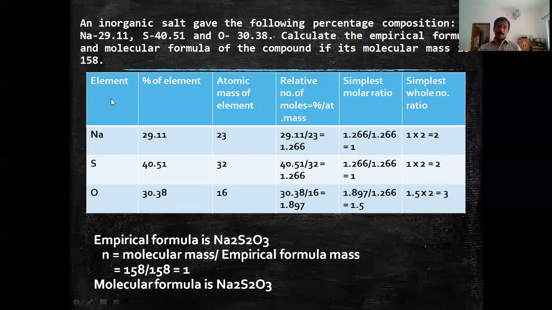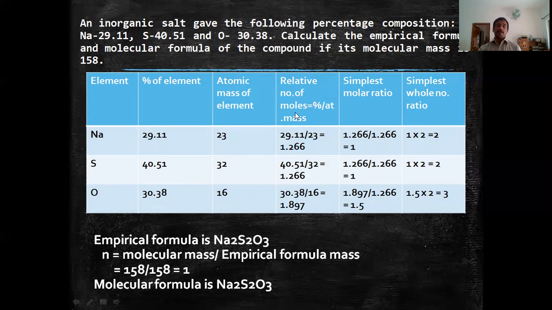This table contains 6 columns. In the first column, you have to write the symbols of the elements. Second column, percentage of element, that is given here. Percentage composition, 29.11, 40.51, 30.38. Third column, atomic mass of element: oxygen 16, sulfur 32, sodium 23. Then in the next column, relative number of moles.